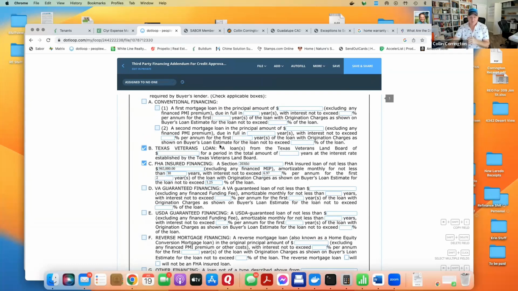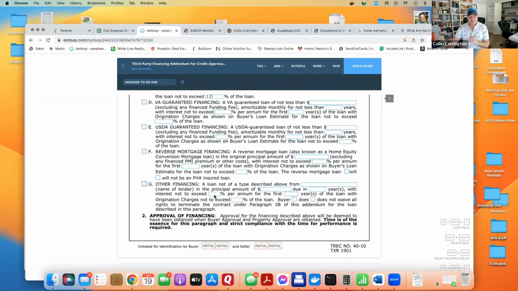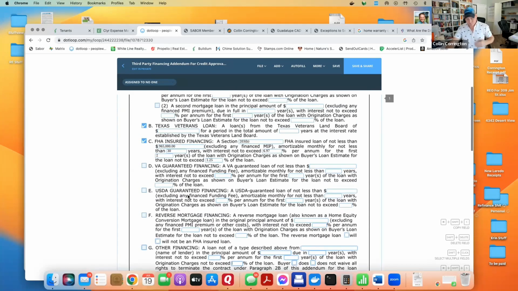Texas Veteran Lands Board, I've got to be honest, I've never done one of these. So my first phone call is going to be the loan officer. Conventional financing, guys, it's the same thing. How long is the loan? What percentage? And for how long is that percentage going to stick? All right. VA financing, same exact thing. USDA, same exact thing. Reverse mortgage, I've never done one of those. So if you're doing a reverse mortgage, talk to the loan officer. Other financing, I've literally never done this either. So talk to the loan officer.